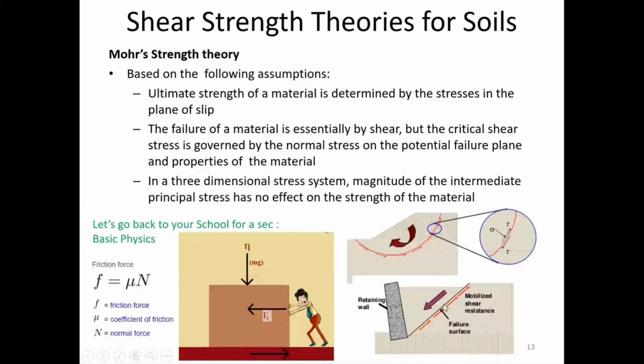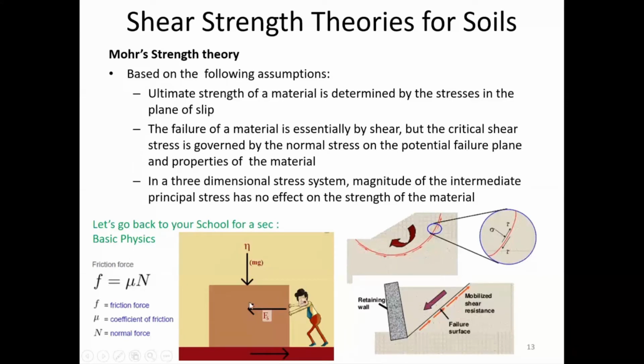So the maximum stresses the soil can bear will be the stresses on that failure surface. That is my first assumption. Second one, the failure of a material is essentially by shear. But the critical shear stress is governed by the normal stress on the potential failure plane and the properties of the material. So this one, let me take you back to your basic physics, what you learned in your school.